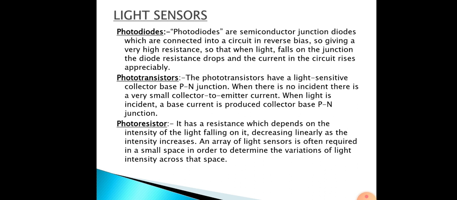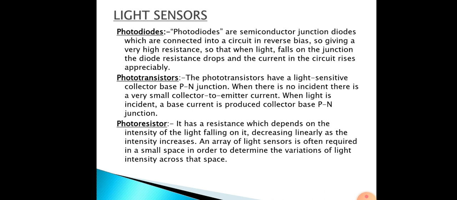The next one is the phototransistor. Phototransistors have a light sensitive collector base. The collector base will be a light sensitive PN junction. When there is no incident light, there is a very small collector to emitter current. Means when the light is not there, there will be a very small collector to emitter current. When the light falls on the base, current is produced, that is, in the collector base PN junction, current will be produced. Okay, when the light is incident, the base current is produced. So like this it will be working.